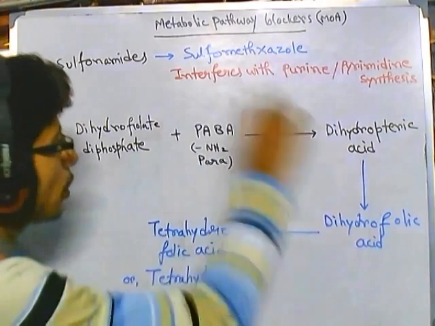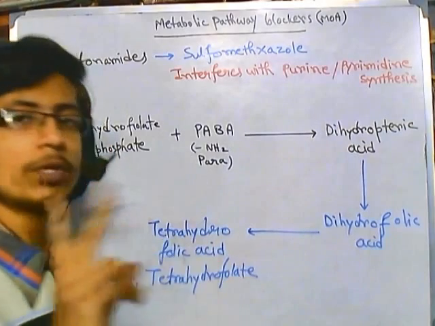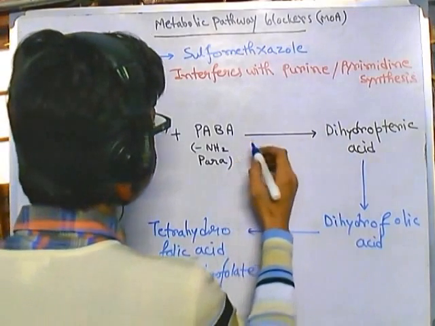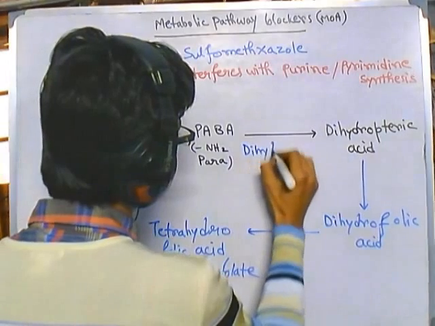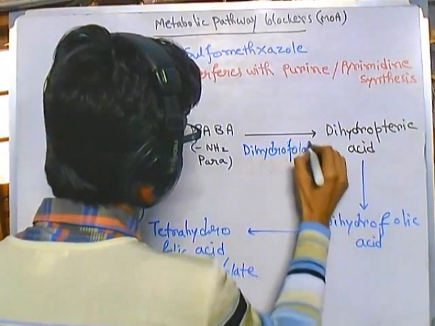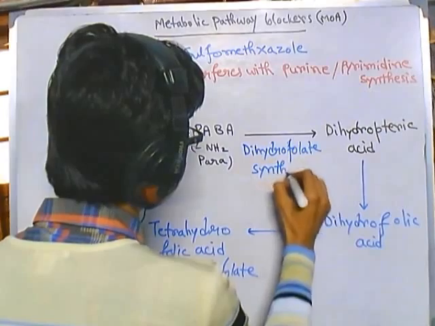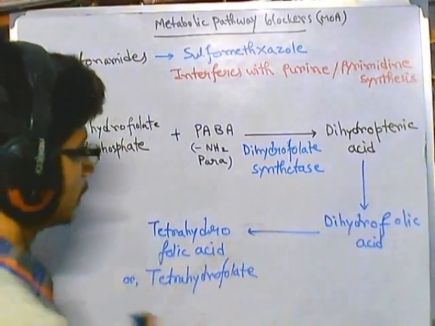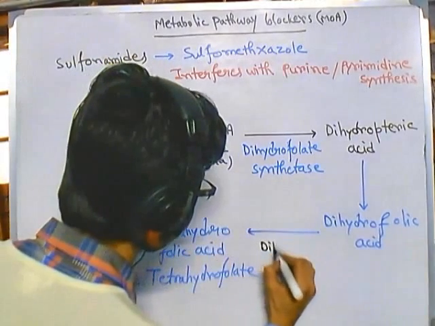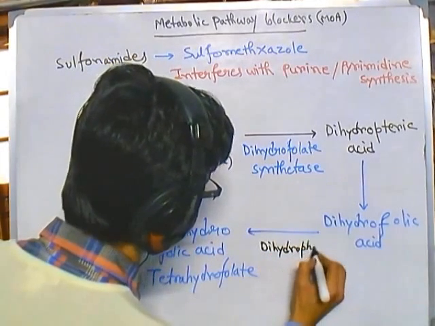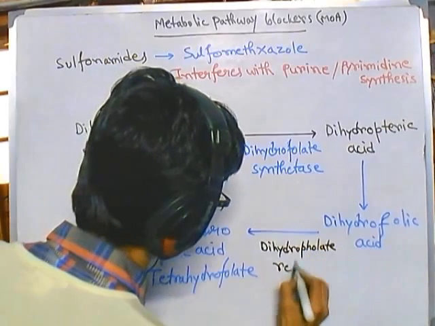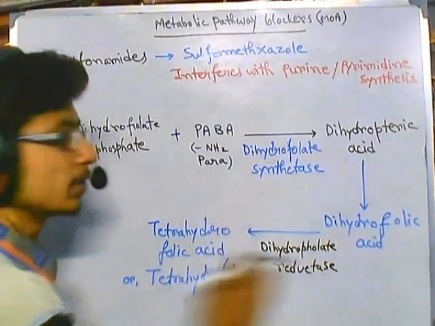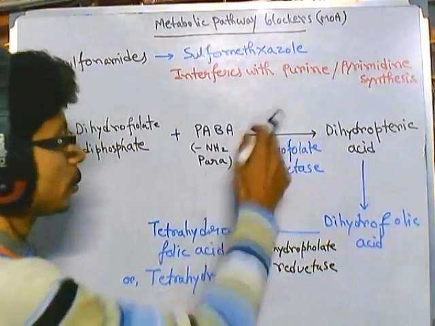Now in this whole pathway there are majorly two enzymes playing the vital role. One enzyme is acting here in this place, and that enzyme is called dihydrofolate synthetase, and another enzyme is acting here at this last stage of conversion, and in this case the enzyme is called dihydrofolate reductase. These are the two enzymes, dihydrofolate synthetase and dihydrofolate reductase, which are playing important roles in two different stages of this whole pathway.